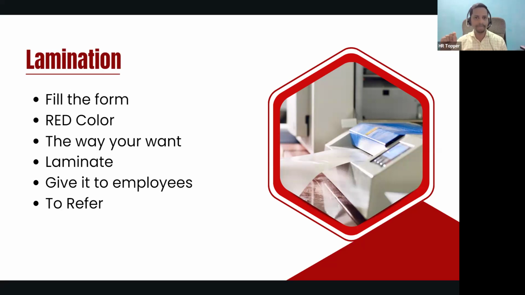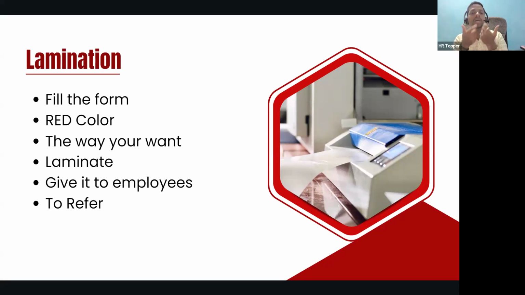Fill the form, okay? Properly, the way you want. Now, once you have filled the form, you have to fill two forms in case you have lots of joinees every week. In case only one or two people join the organization, one form. All the forms you need to fill with a red color. Don't use blue or black, only red. Then laminate it. Two sets laminated.